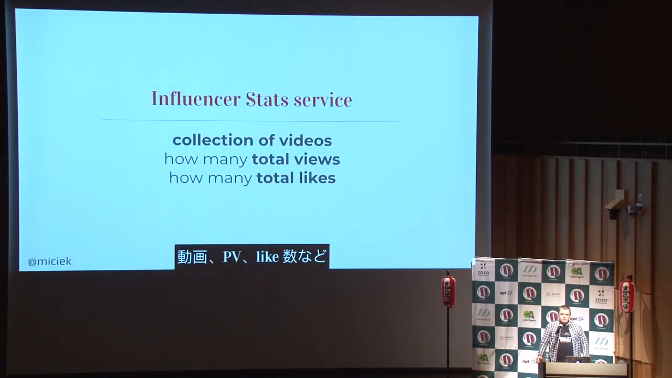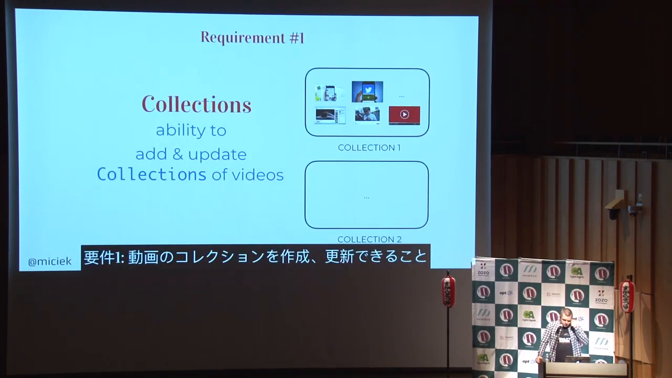A collection of videos, how many likes, and how many views. That's the application. So there are 3 business requirements that are really needed. The first one is, of course, a collection of videos. We need to be able to define that collection: the collection for this particular product is these 7 YouTube videos. So the ability to add and update those collections is the first requirement.